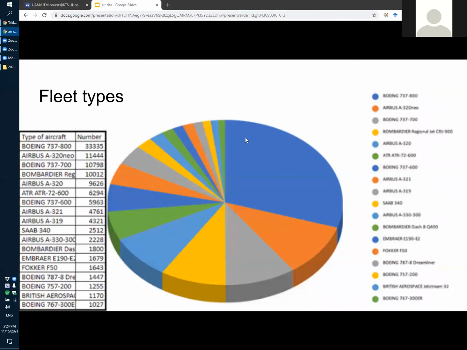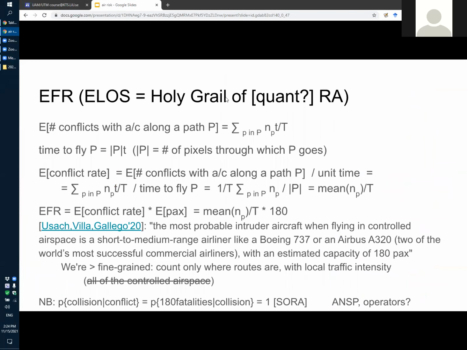You can also look at the fleet types in Arlanda, and more or less they are standard fleet types. We don't know the load factor, how many people there are in the aircraft, but you can assume that it's something standard. And you can calculate now, again, the expected fatality rate from the conflicts with manned aviation, trying to reach this equivalent level of safety with manned aviation, which should probably be the goal of the risk assessment, or at least of quantitative risk assessment.